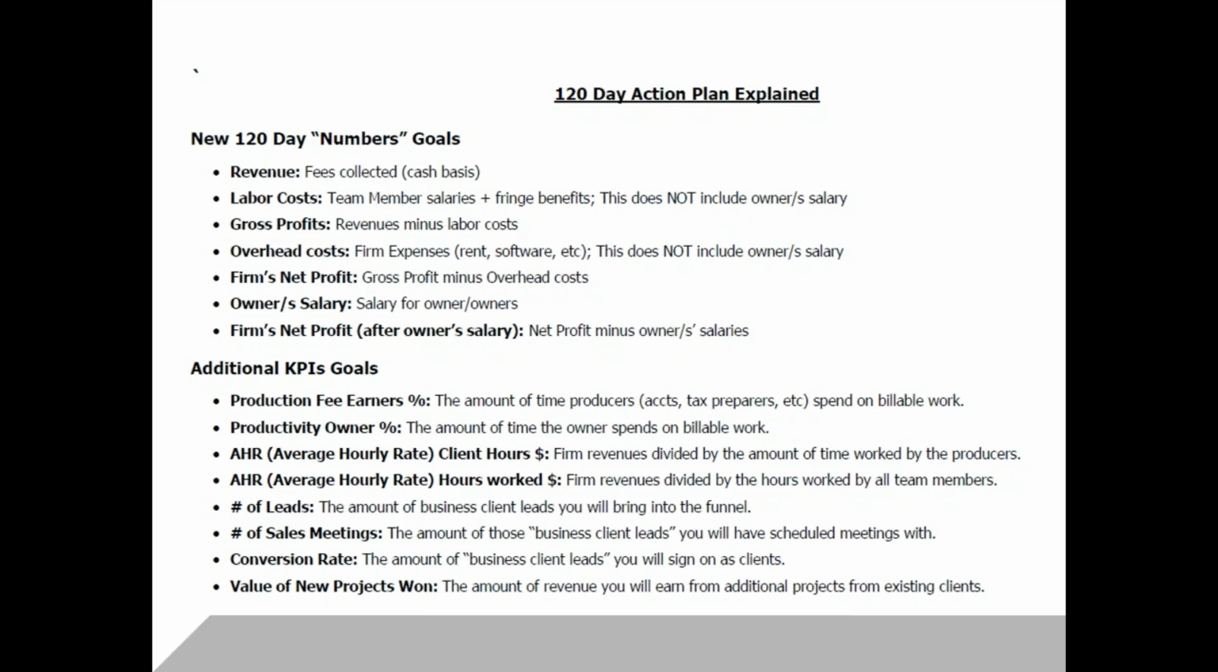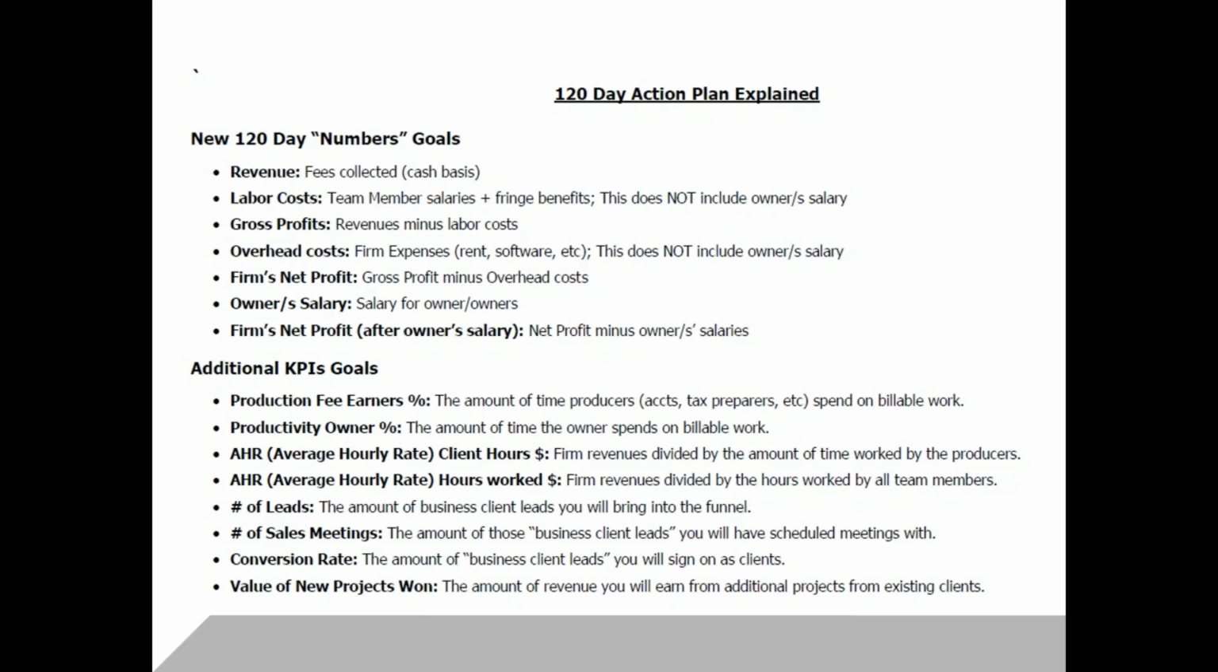And then it's productivity owner percentage, the amount of time the owner spends on billable work. That's how much time you spend on billable work. What is the goal there? The goal is for you to spend less time on production work, so that you can spend time on the other things like client nurturing and sales and marketing and team development.